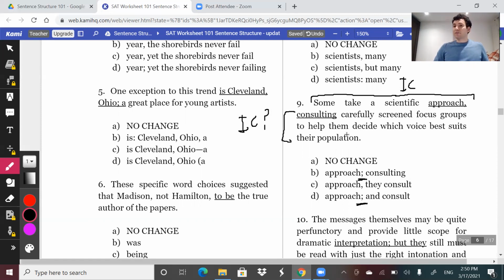So interestingly enough, the second half is just a long phrase. It's called a participle phrase. You have an ing, which is not a verb, it's a descriptor, and we're lacking a subject. So as a result, this is going to be A. B doesn't work because we don't have 2 independent clauses. D doesn't work because we don't have 2 independent clauses. And C, we add in they consult, which makes the second half an independent clause if you read it. They consult carefully screened focus groups. But with just a comma, C is, interestingly enough, a comma splice.